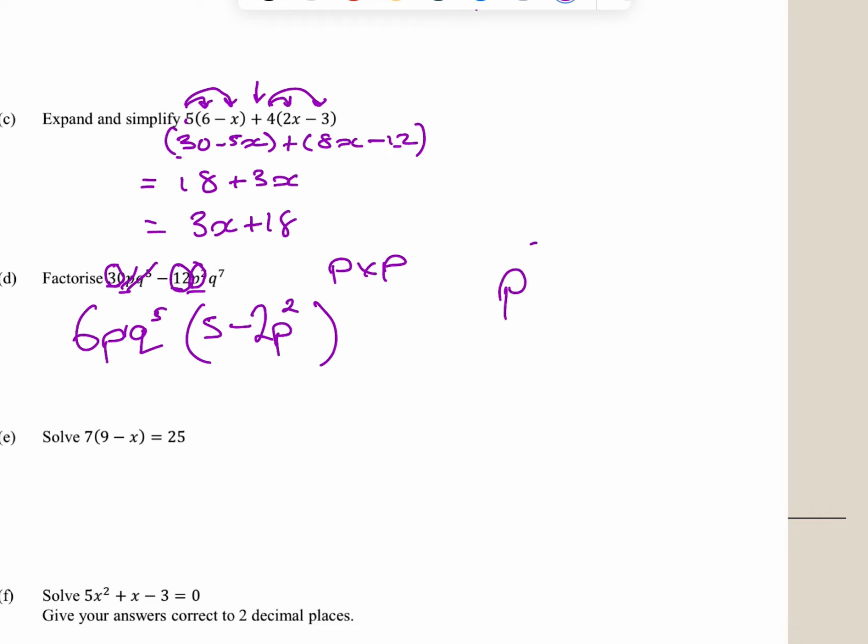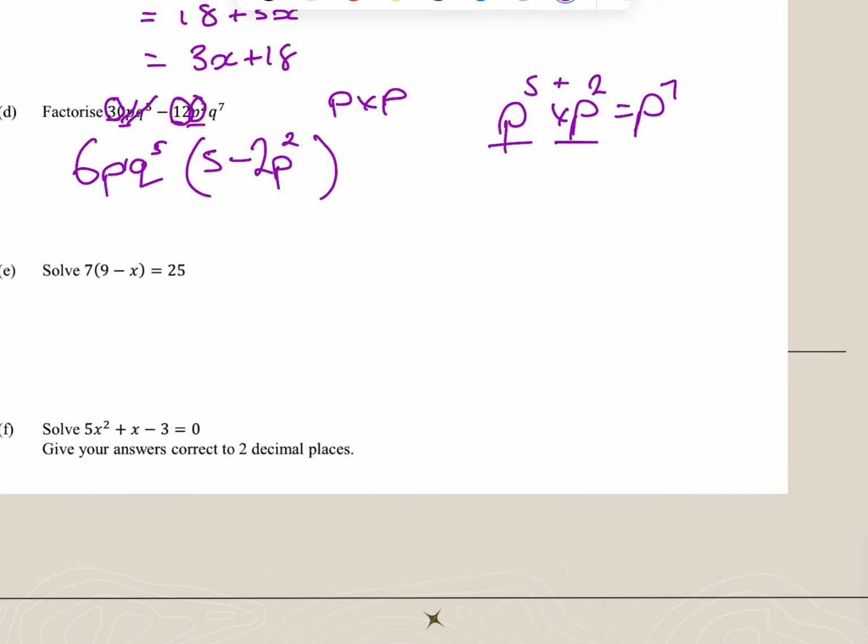Because remember, with your laws of indices, if I was timesing these two together, for example, it's 7. You add them if the base is the same. Right, the next question we're going to solve.